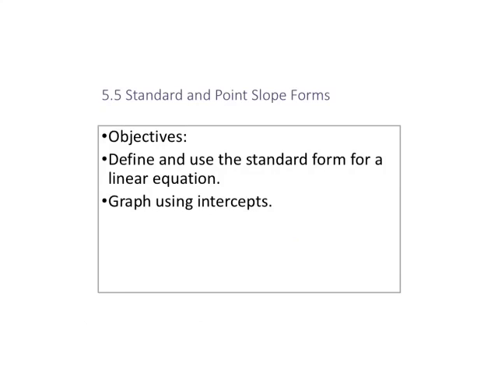Here in Chapter 5, Section 5, we are studying standard and point slope forms. In Chapter 5, Section 5 in Algebra 1, we mainly focus on standard forms. Point slope is something we will discuss in class, but the main focus is standard forms. So let's go ahead and dive into Chapter 5, Section 5.